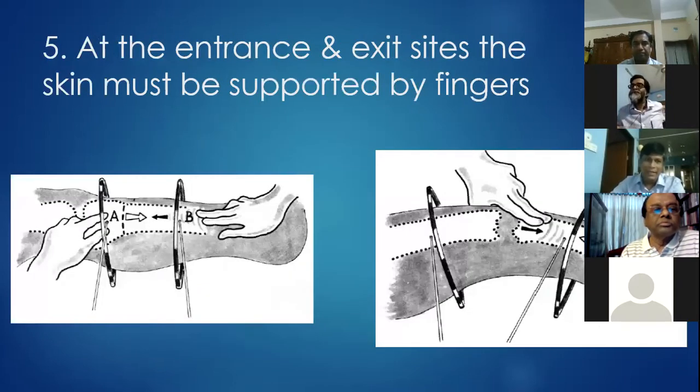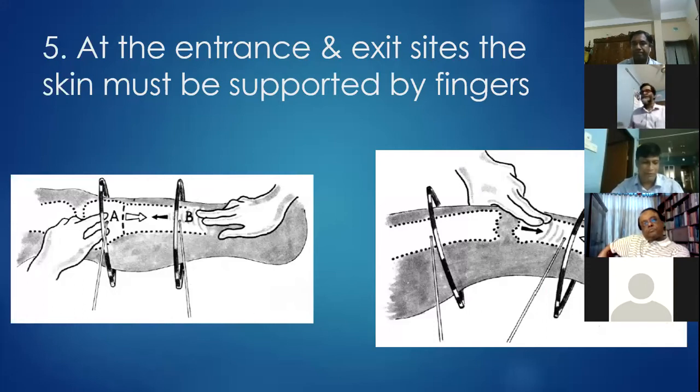Rule number 5, at the entrance and exit sites, the skin must be supported by fingers. The skin surface is manipulated according to the type of procedure being performed. In transfixation of the extremity with a non-movable ring, the skin is held firmly and perpendicularly to the underlying tissue. In distraction, the skin should be pushed towards the site of the corticotomy, and in compression, the skin should be pushed away from the site of the compressed ends. Shifting of the skin in this manner prevents it from being cut by the wire during distraction or compression, and also prevents additional pain and unnecessary scar formation.